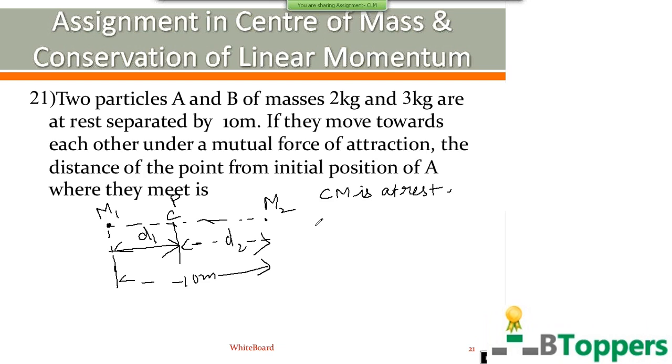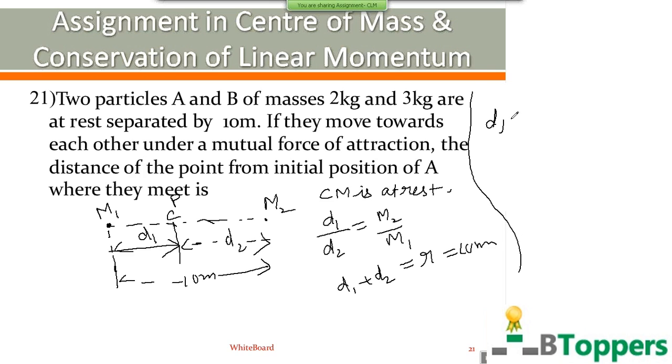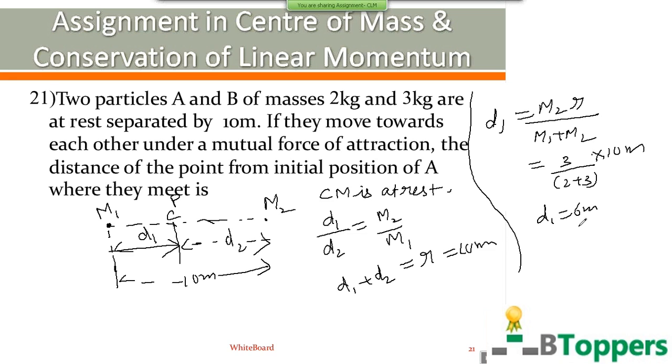So the initial separation between them is 10 meters. So the ratio of the distances of the two masses from the center of mass will be equal to the inverse ratio of their masses. And D1 plus D2 is the initial separation between them, which we denote by R, that is 10 meters. So if you solve these two equations, D1 you get M2 R by M1 plus M2. Here M2 is equal to 3 kg, M1 is equal to 2 kg. R is the initial separation between them, which is equal to 10 meters. So you get 6 meters as the answer.